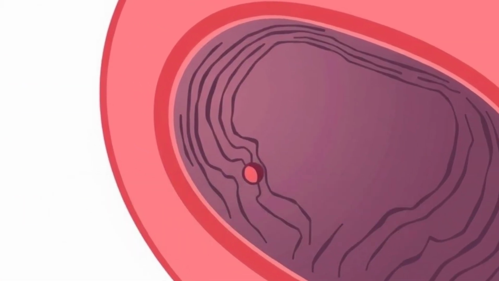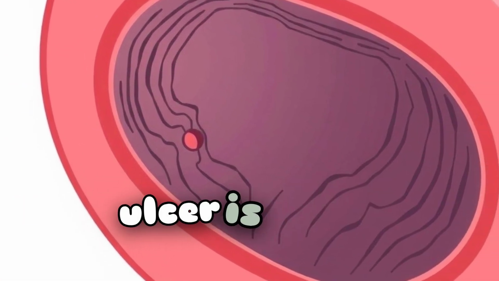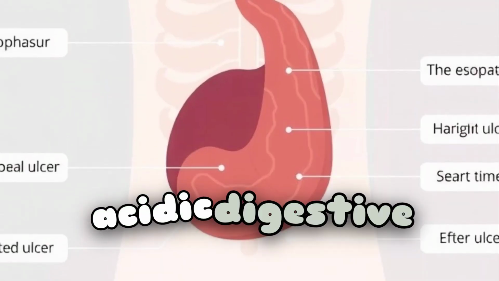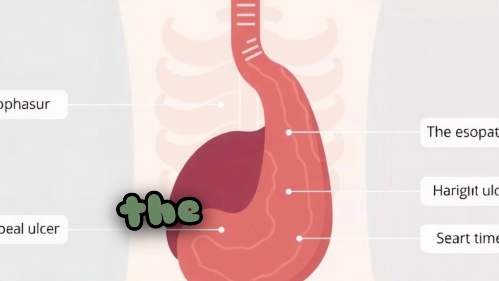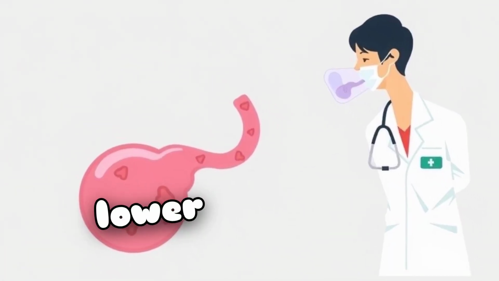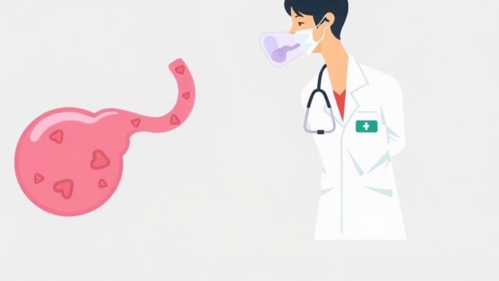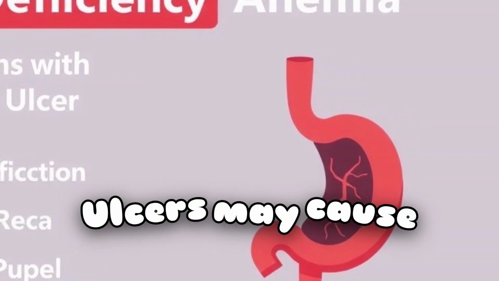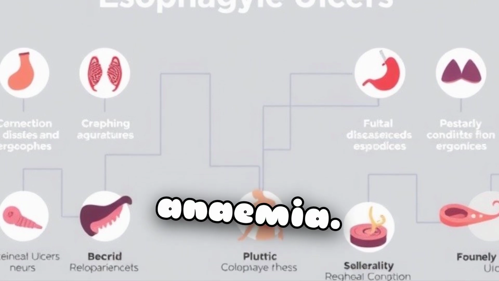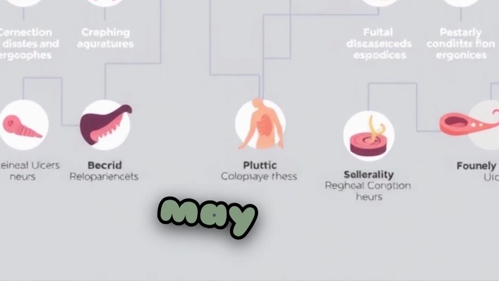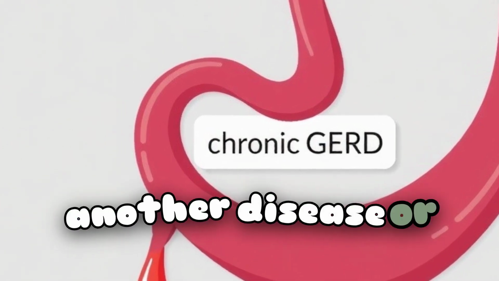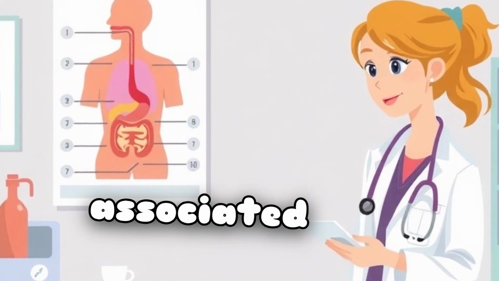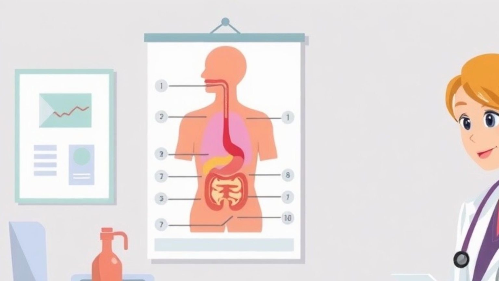Esophageal ulcer. An esophageal ulcer is a hole in the lining of the esophagus, corroded by the acidic digestive juices secreted by the stomach cells. Lower section of the esophagus. Esophageal ulcers are not contagious. Ulcers may cause iron deficiency anemia. Esophageal ulcers may be a symptom of another disease or condition. Bleeding from the esophagus is often associated with chronic GERD.